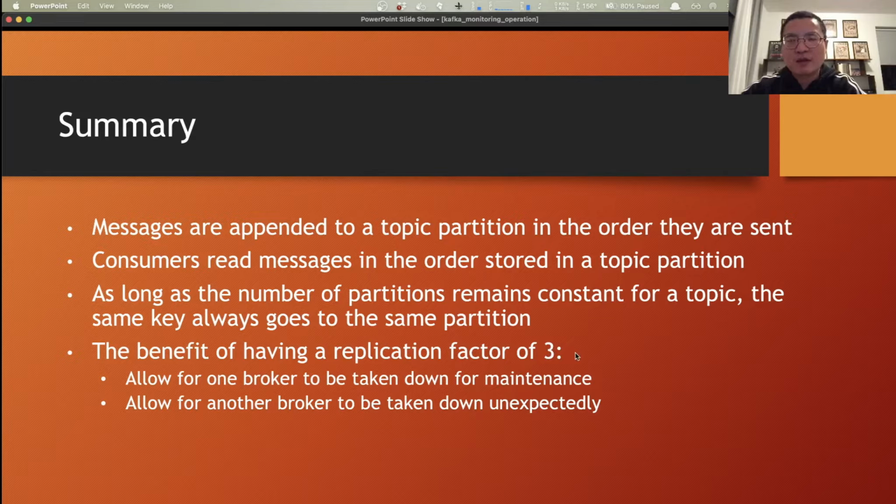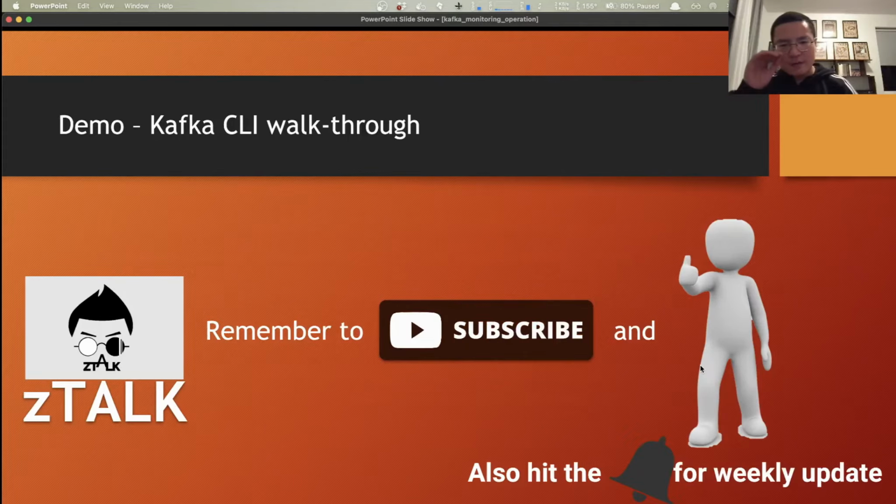And the benefit of having a replication factor of 3, I mentioned previously: 3 replicas per topic is the golden standard. Why? Because with 3 replicas, it allows for one broker to be taken down for maintenance and another to be taken down unexpectedly. That's why 3 replicas is the golden standard.